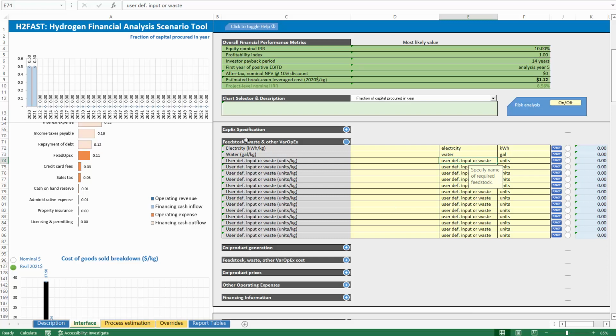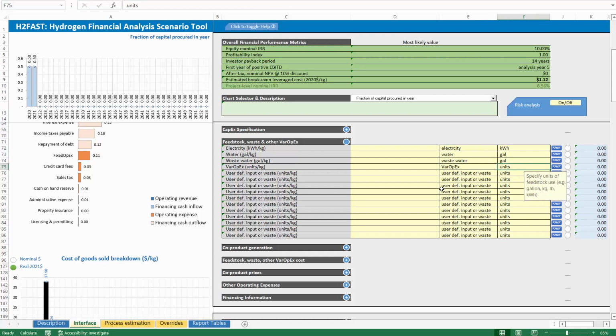This section, if you have waste streams, let's say that we have an RO filter reliant system, and not all the water that comes in is going to necessarily turn into hydrogen molecules, but we have some wastewater. We can say wastewater, again, in units of gallons. If you have variable operating expenses, you can say per kilogram variable operating expense, you can say var Opex.